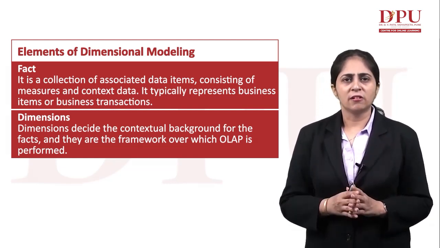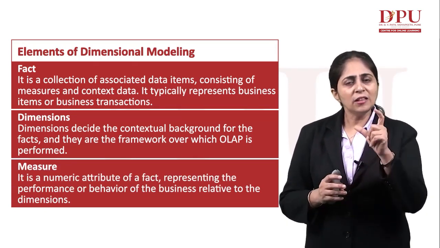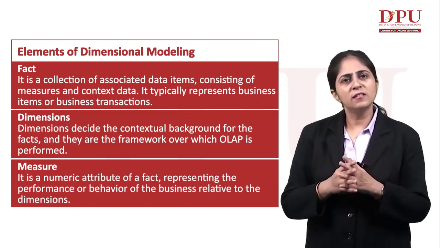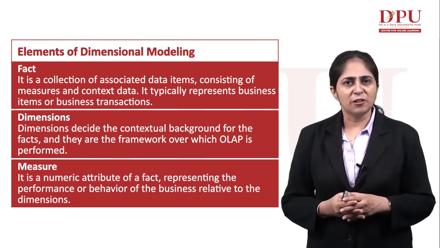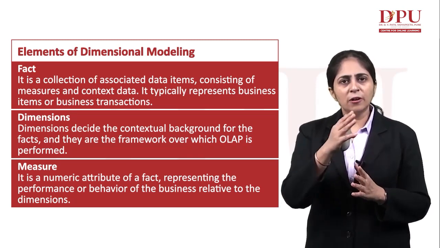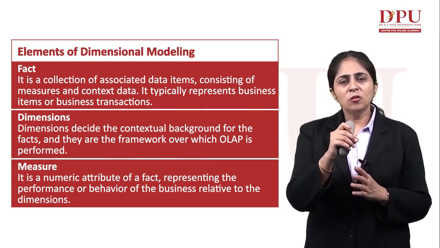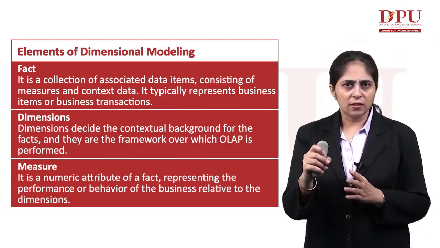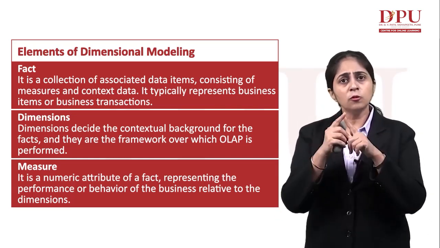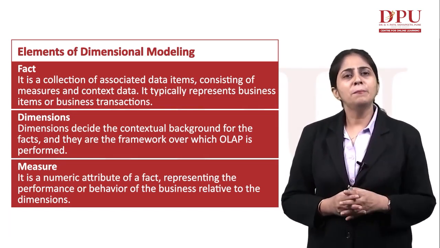Thirdly, we have the measure. Measure, as the word says, is a numeric attribute of the fact, the numeric value representing the performance or the behavior of the business relative to that dimension. Like if we say the number of items sold, like we have bread, we have milk, we have jam, so the measure would be 350. That means 350 items are being sold. That exact numeric attribute of the fact will represent the measure for it.